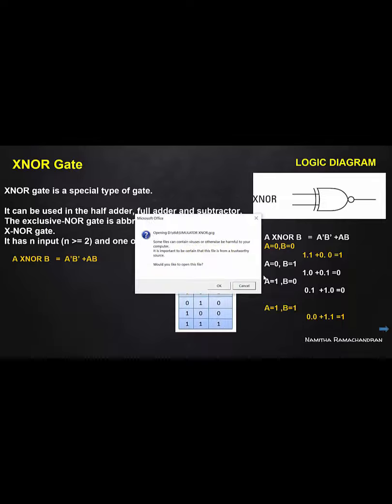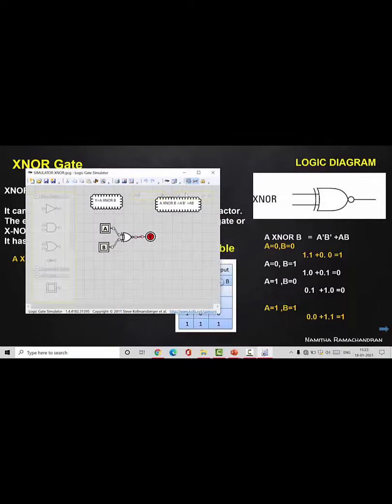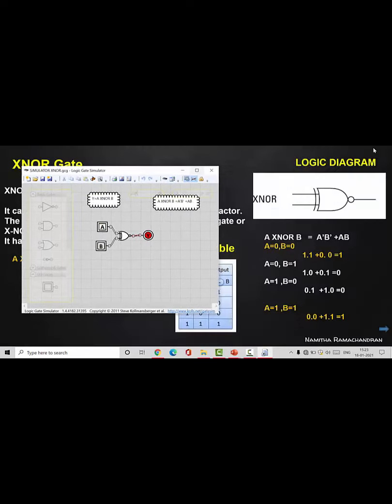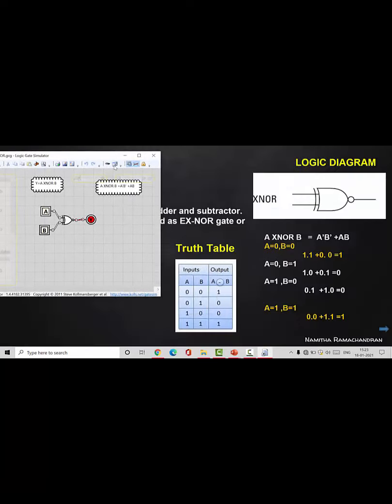Consider the simulation. So this is the logic diagram corresponding to XNOR. An OR gate with an extra curve is actually XOR. For that XOR, we need to put a bubble here at the output side. Now it forms the XNOR gate, the logic diagram of XNOR.